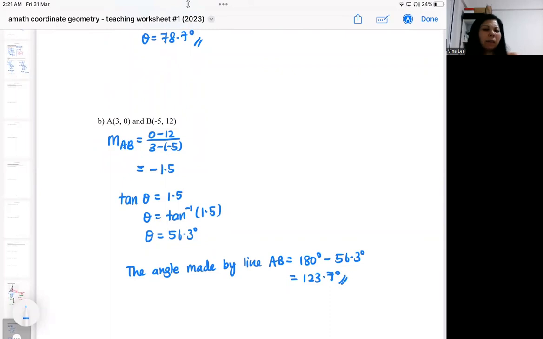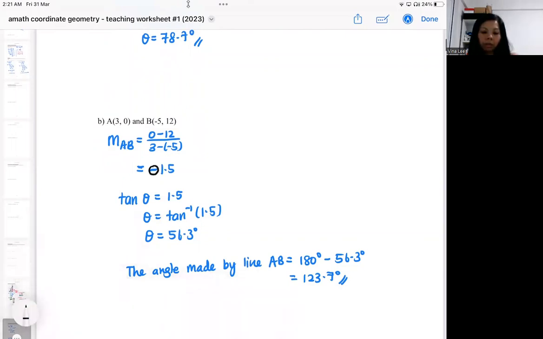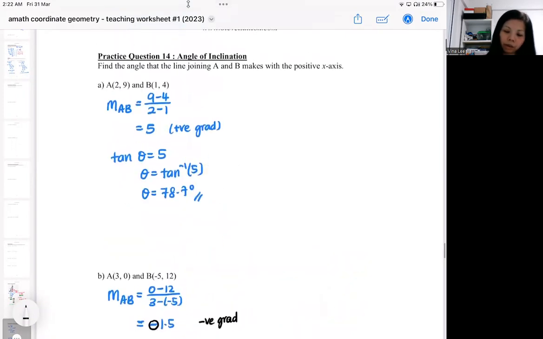Currently you'll find this a bit confusing. Subsequently, when you go for EMATH trigo or AMATH trigo, every time we want to solve for an angle, we will ignore the sign first. So in this case, I'm ignoring the sign, I get my acute angle, and I can find the comparative obtuse angle. If it's a negative gradient, the angle is obtuse. If it's a positive gradient, the angle is acute. Acute means it's less than 90 degrees.